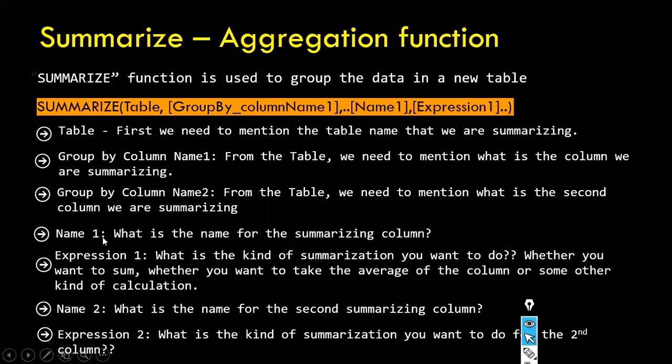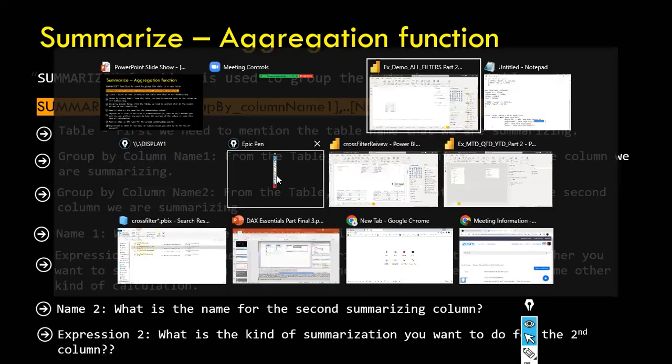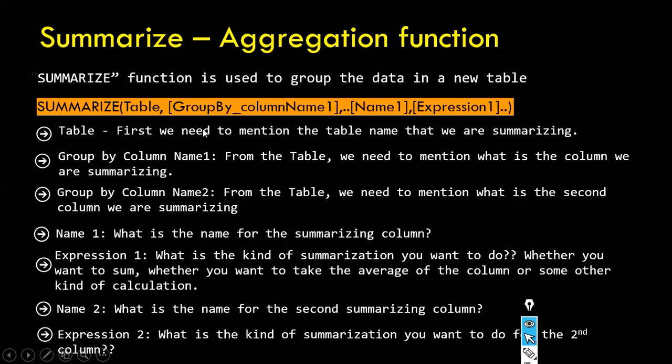So these are the arguments. The first argument is table, and the second is the group by column. You can specify more than one column as part of group by, like in SQL, the same way. Name one is nothing but the name you want to give the summarizing column, and expression one is something like sum of sales. You can use more than one column to do aggregation, and more than one column to do the group by using summarize. Summarize function returns a table.